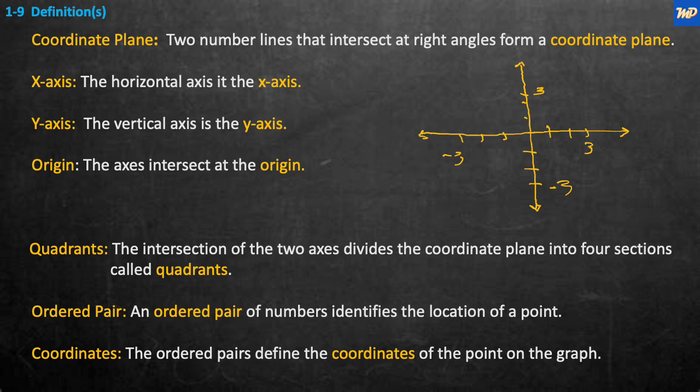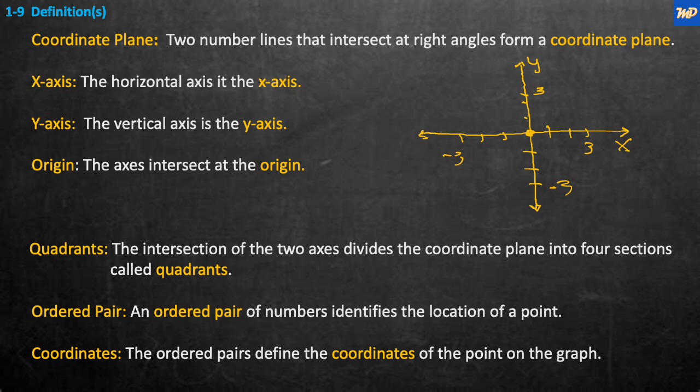So the x-axis is the horizontal axis. I'm going to put the label right here, x. And the y-axis is the vertical axis. So the vertical axis here is the y-axis. The axes intersect at the origin. The origin is this point right here. That's the origin.